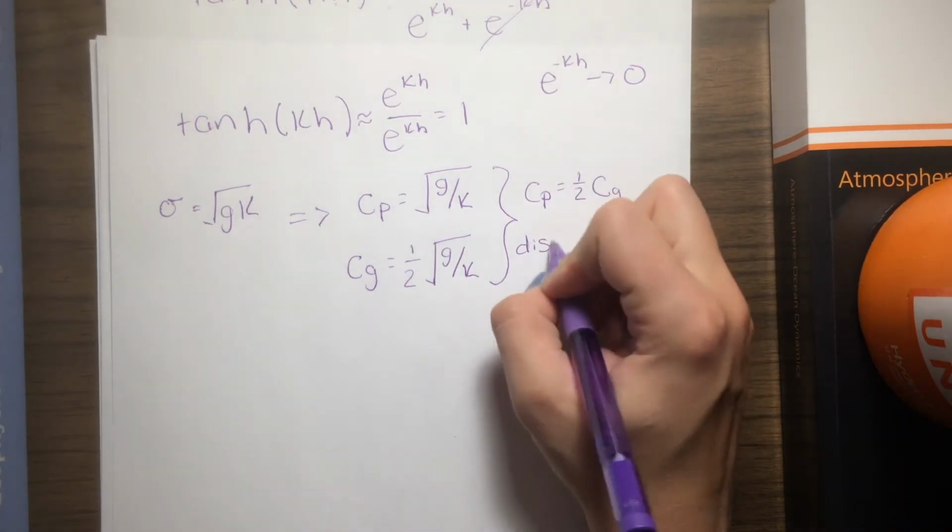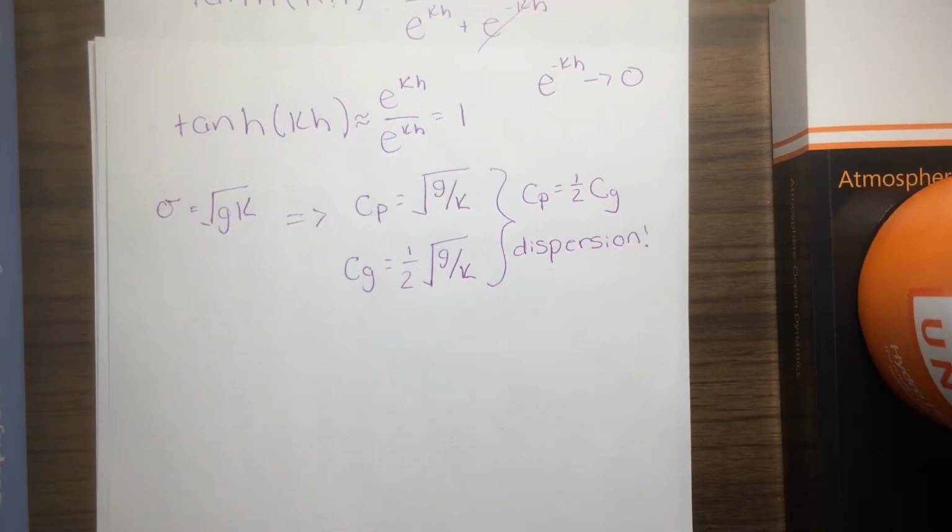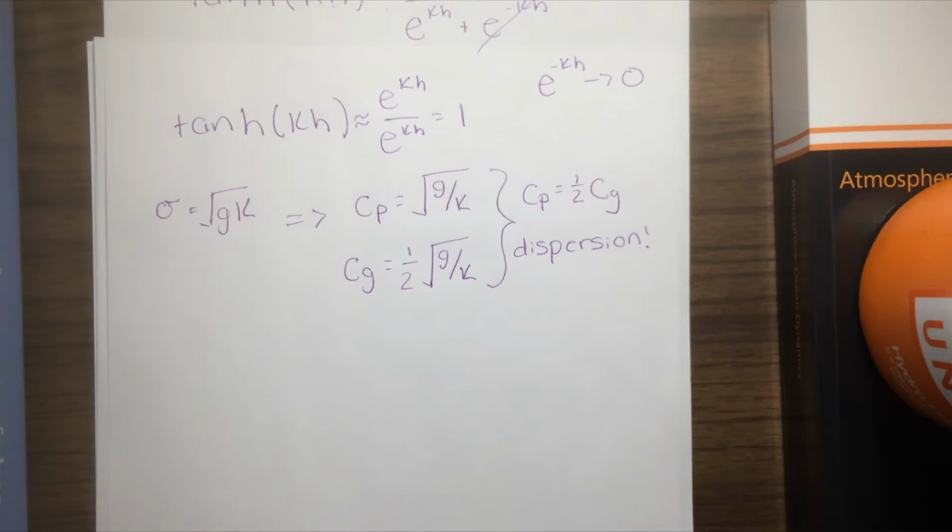Therefore, deep water surface gravity waves are dispersive, and long waves travel faster than short waves. In this case, neither phase nor group speed depend on water depth, so deep water waves can propagate through regions of varying water depth without changing speed.